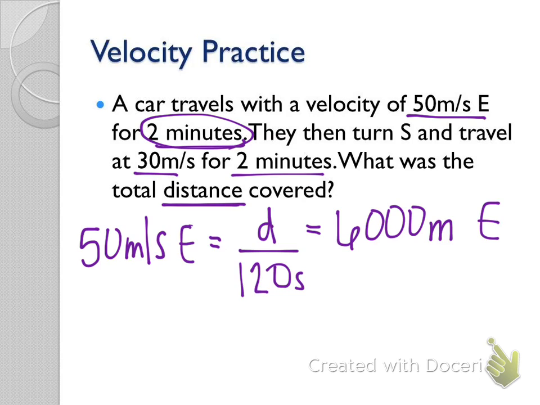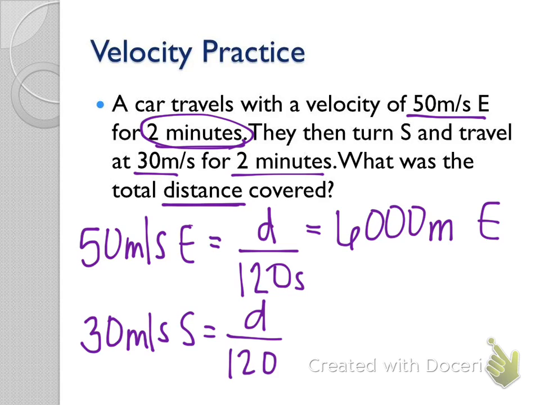Okay, let's look at the second portion of our trip. We're going to go south, and we're traveling 30 meters per second south. We're solving for displacement here. We also traveled this direction and speed for 120 seconds. All right, which means we traveled a total of how many meters?